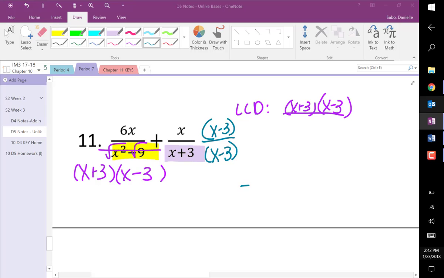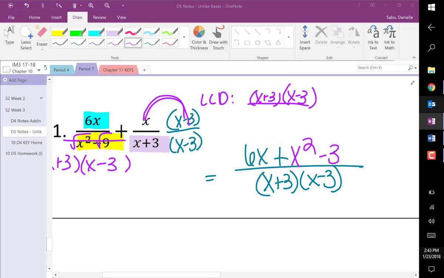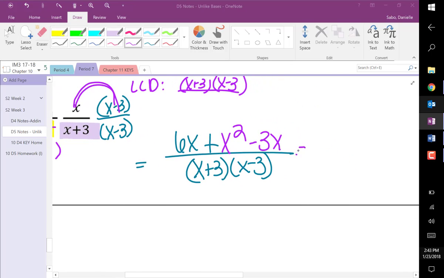So here we go. I'm going to write all over my LCD, because it just kind of trails with you the whole entire time. I'm going to write my 6x out because I'm not doing anything to it. However, I do have to do something to this right fraction. What is x times x? Beautiful. And then what is x times negative 3? Negative 3x. Good. We're almost there, guys. What can I combine on the top, which makes what? Yeah, 3x.